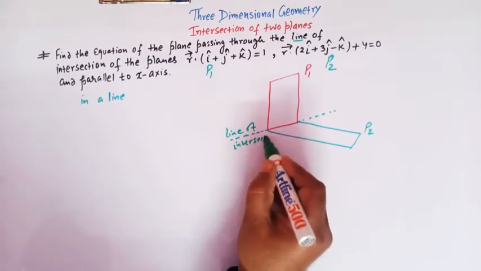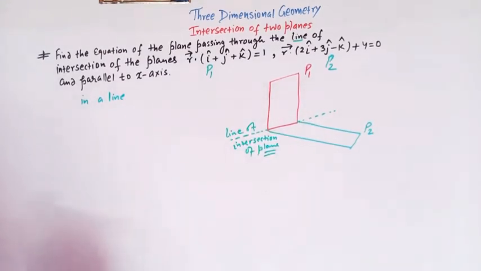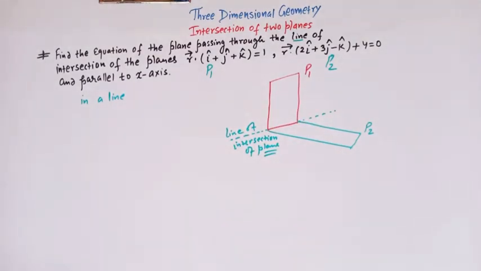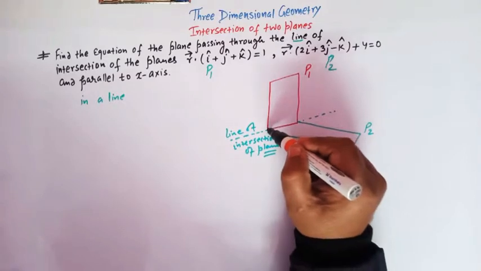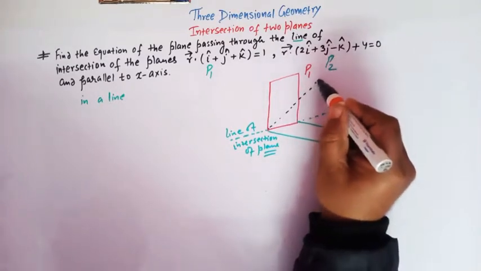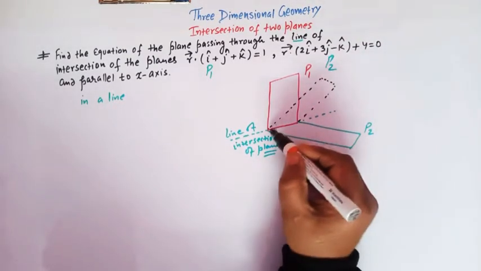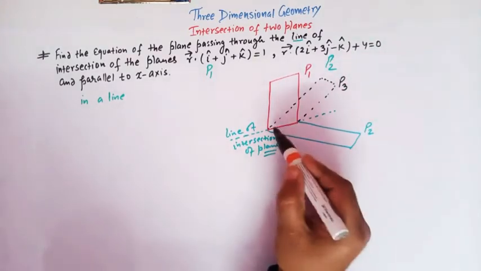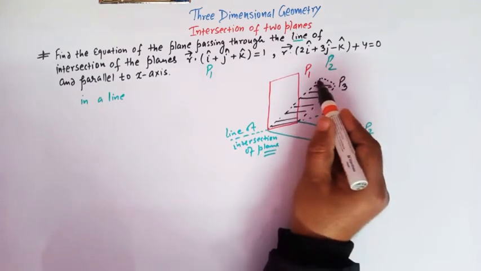Now we have to find the equation of the plane which passes through this line of intersection of these two planes. So it means we have to find another plane like this which passes through the intersection of these two planes, and let us call this plane P3. So we have to find the equation of this plane P3.